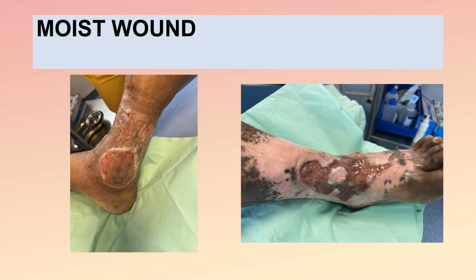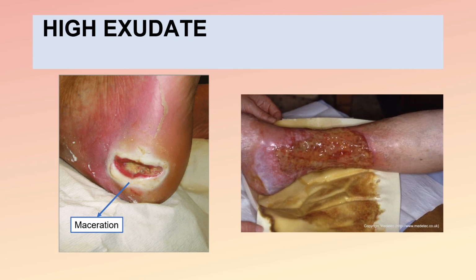Next slide shows example of moist wound. Moist wound heals faster as epithelial cells move effortlessly across moist dermal surface, while in dry wound, the dermis dries out and forms a cap that impedes epithelial cell migration. Pictures in these slides show image of wound with high exudate and maceration.